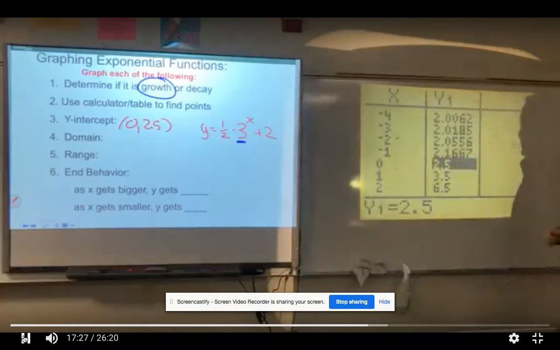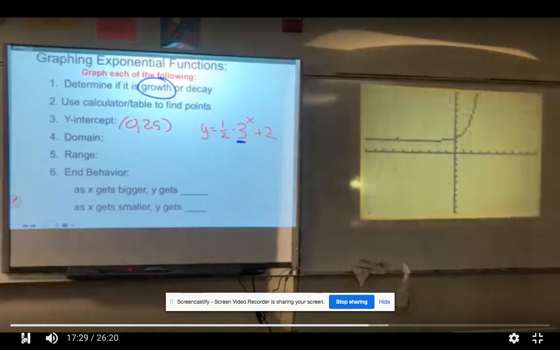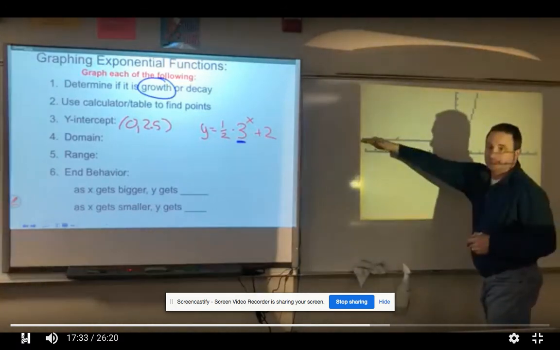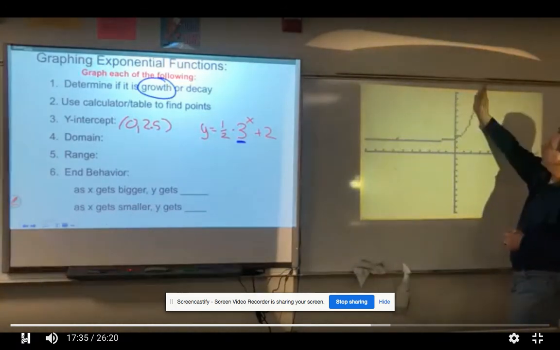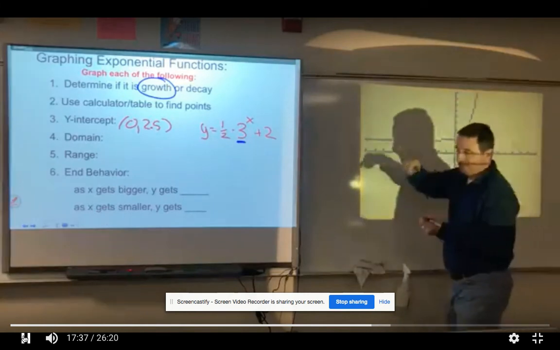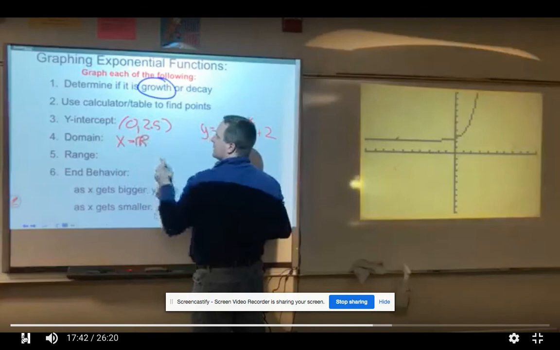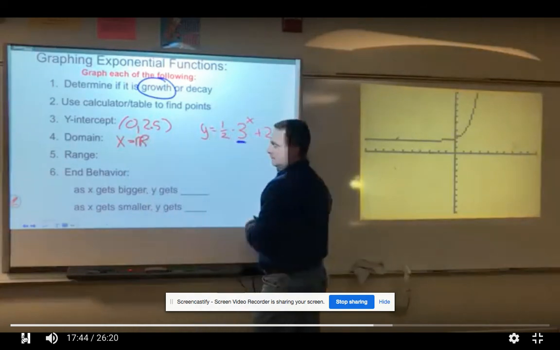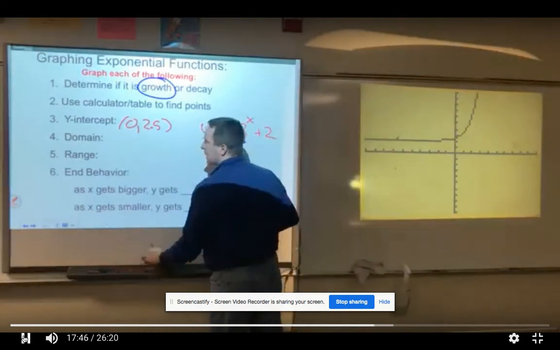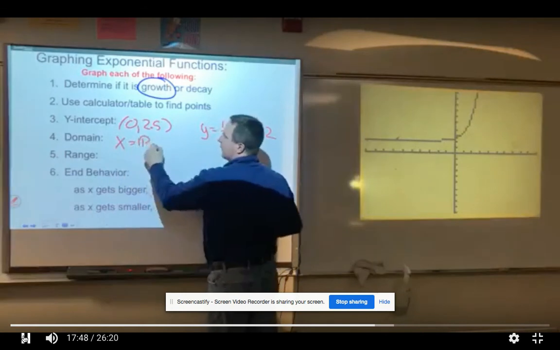The domain, I'll go back to my graph because to me it's easier to see when it's a picture. Does it still go to the left forever? Is it going up and to the right forever and everything in between? The domain is always all real numbers. It's going to continue to be all real numbers, I should say. X equals all real numbers.